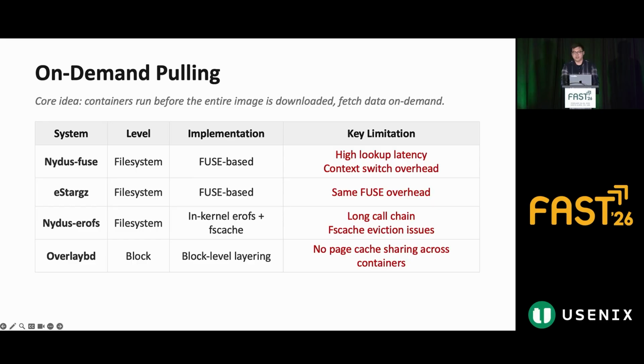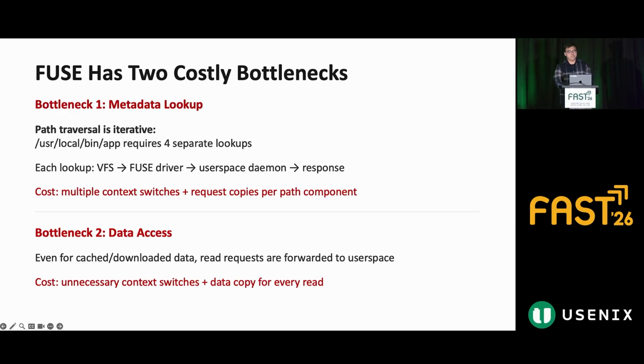However, the downloaded data must be synchronously written to disk and the FS-Cache driver notified, and only then can the kernel serve it. Also, cache eviction is hard to control, causing performance fluctuation. The last one is OverlayBD, which operates at the block level, but that prevents us from utilizing page cache sharing of image data across containers. But FUSE is a very natural framework for on-demand pulling, so we still want to keep using it while trying to mitigate the overhead we mentioned on the previous slide.